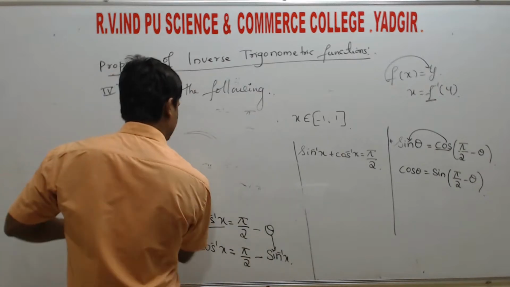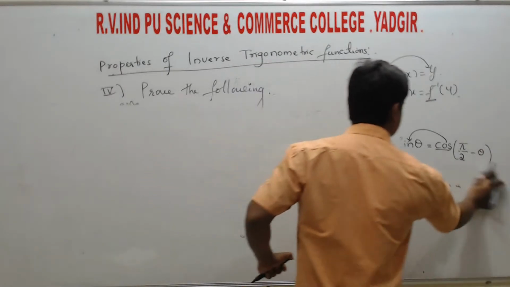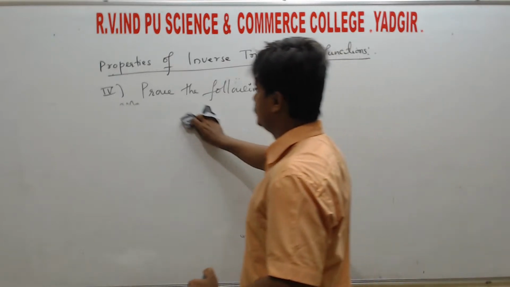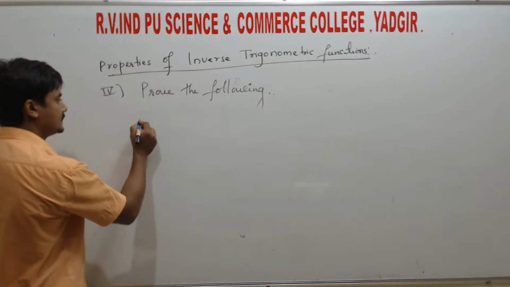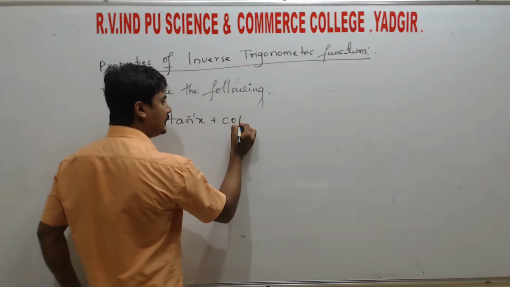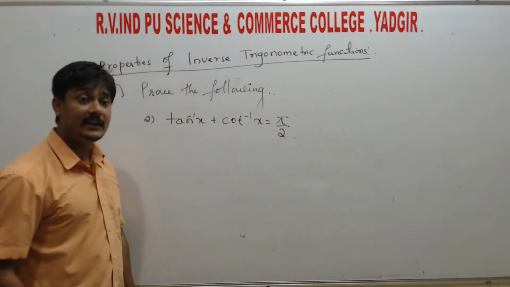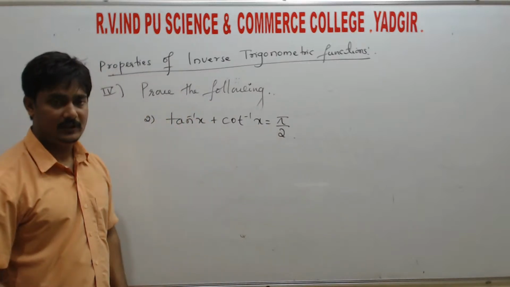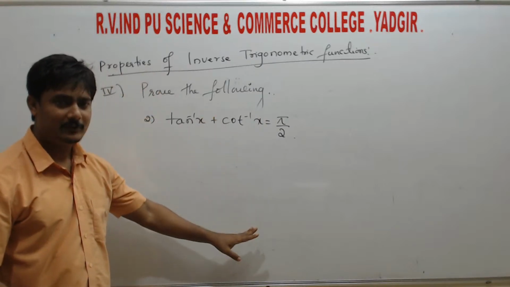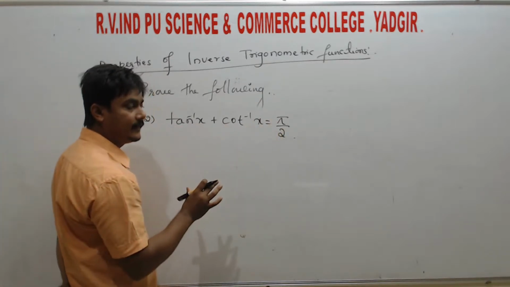Next. Second one: tan inverse x plus cot inverse x equal to pi by 2. I will also tell you the logic to remember the formula. At the end I will tell you the logic to remember all the formulae. First we will prove them one by one. So now I want to prove that tan inverse x plus cot inverse x equal to pi by 2.